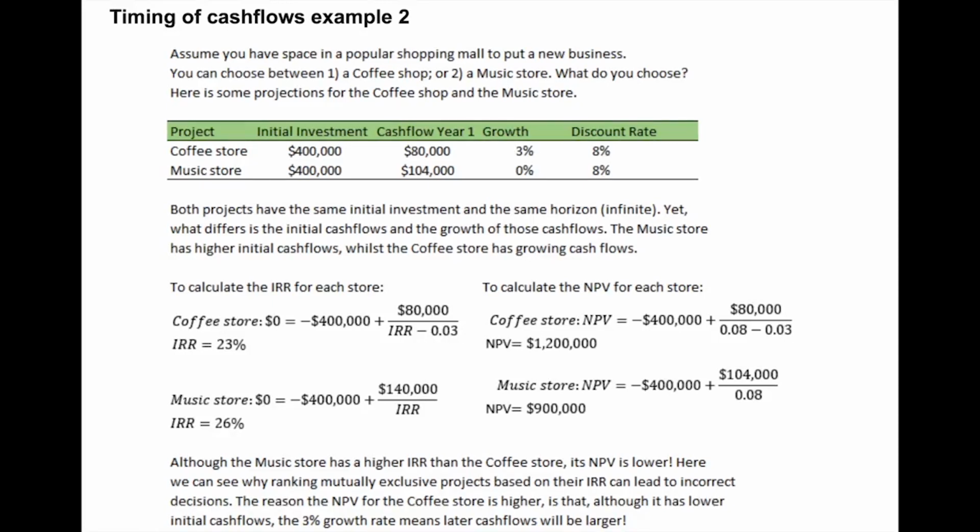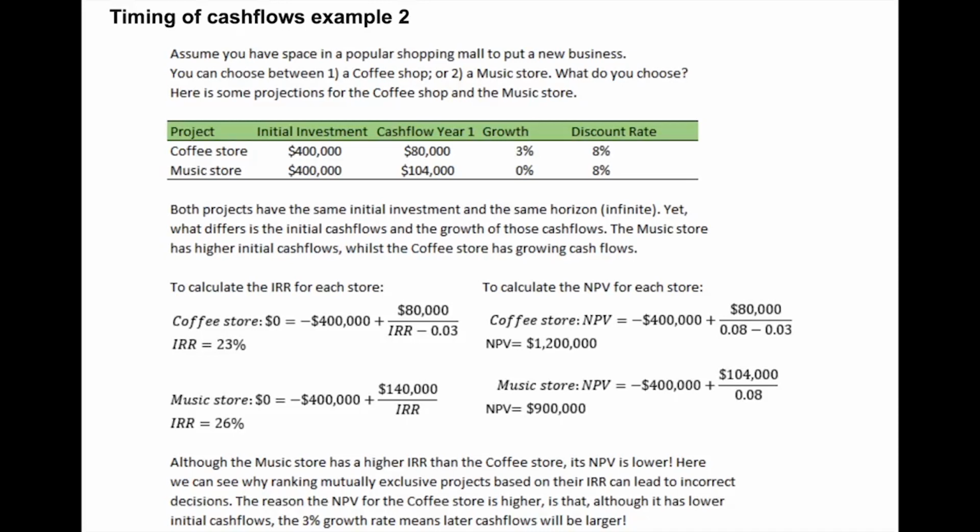So if we calculated the internal rate of return for both these projects, we would find the internal rate of return for the music store is 26%, which is greater than the internal rate of return of the coffee store, which is 23%. So comparing these two projects, if we were to say, okay, the internal rate of return is giving us the average return on the investment, then we would say, okay, the music store is better because it's 26%, which is greater than 23%.